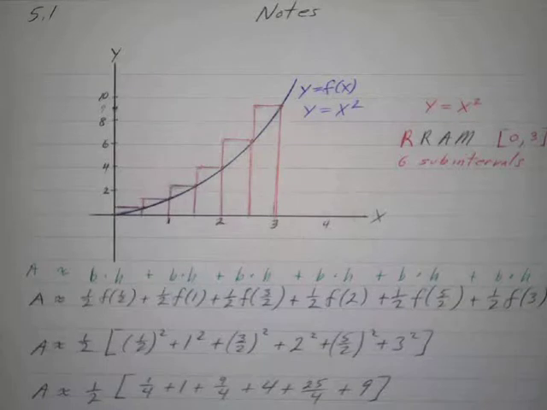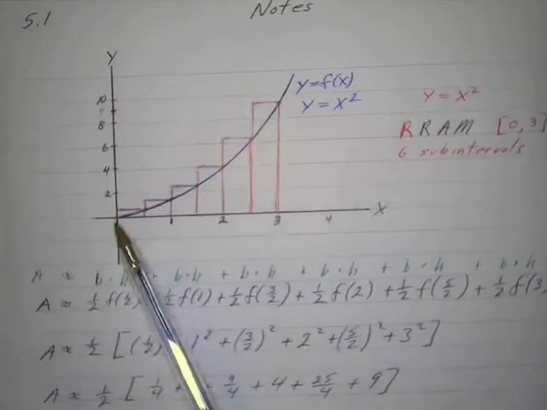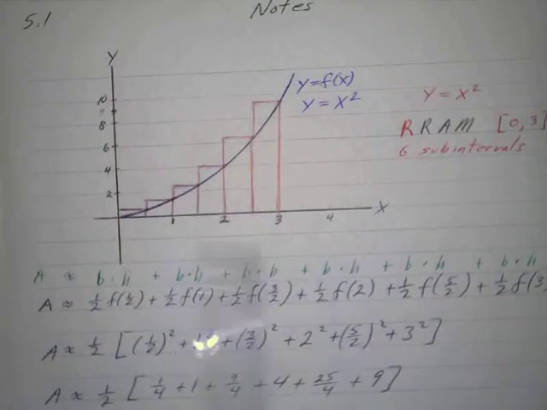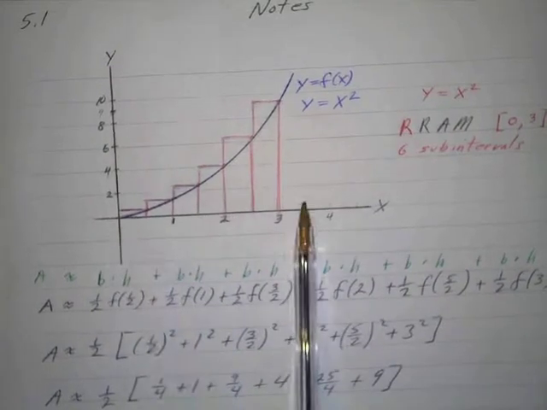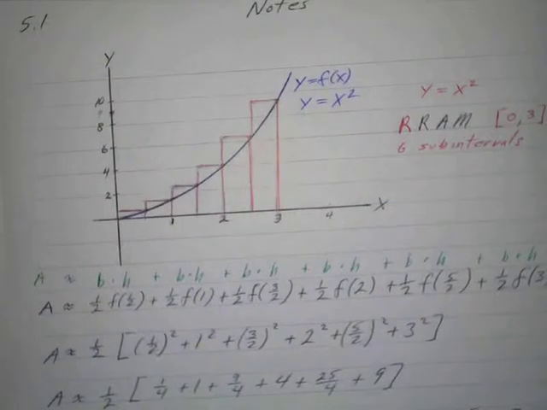Okay, this is some more notes from section 5.1. And now we're going to do the same y equals x squared, except we're going to do the right rectangular approximation method, RAM. Same interval, 0 to 3, and 6 subintervals, and again it's x squared. So this was kind of my curve, and again, the scale's a little bit altered. 1, 2, 3, and this goes all the way up to 9.